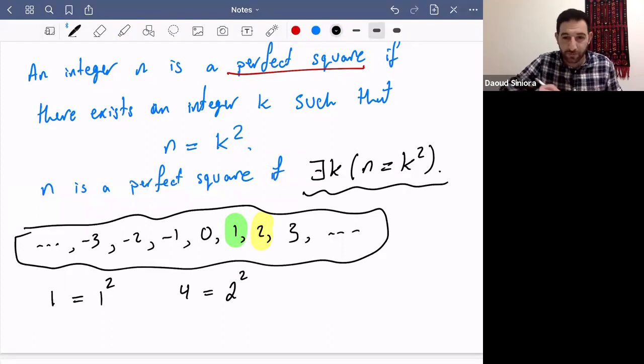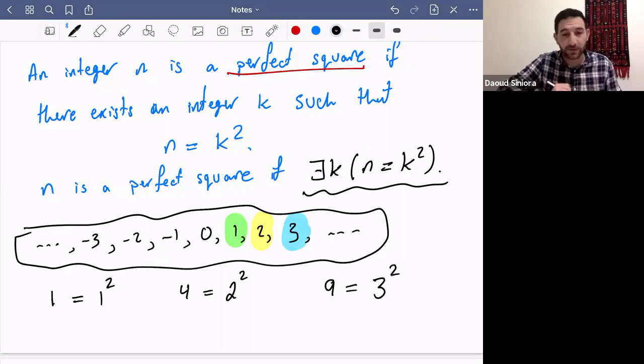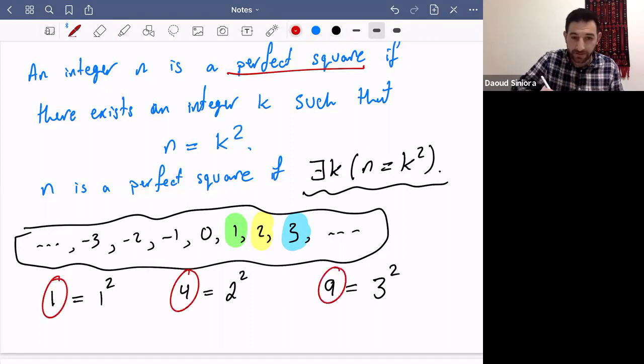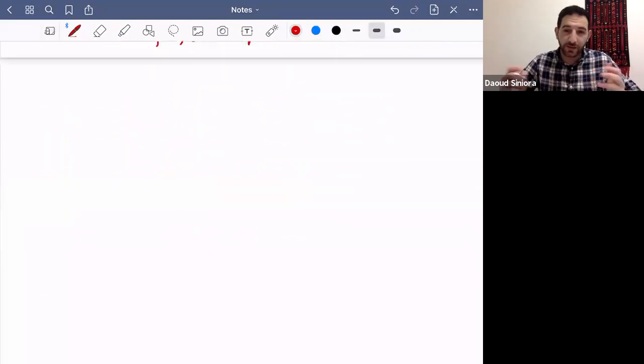And what other examples of perfect squares? Say 9 is a perfect square because we can find the k, here it is 3, such that 3 squared is equal to 9. So 1, 4, and 9 are examples of perfect squares. And an integer is not a perfect square if you cannot find the k such that the square of k is equal to the integer. Now we are ready to prove a statement which has the form of a conditional statement.